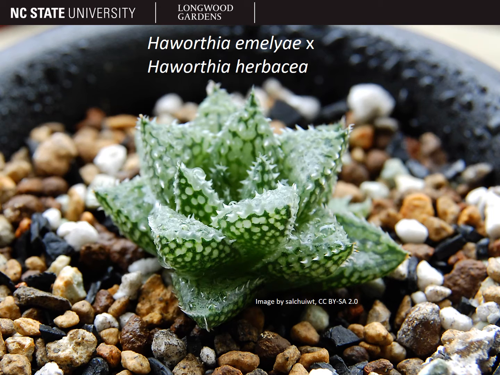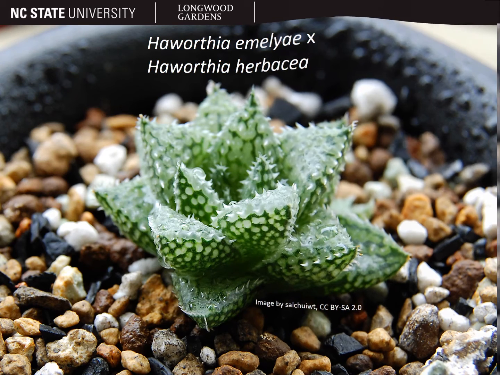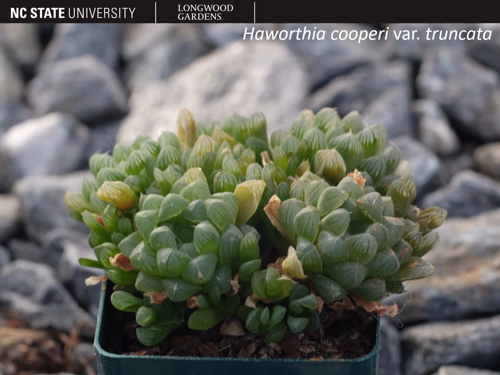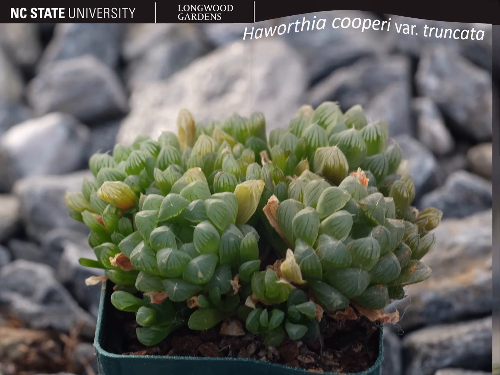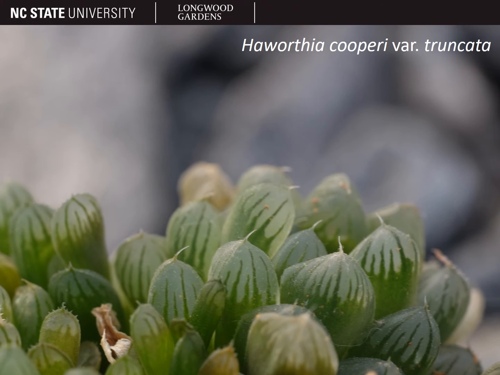Other Haworthia species will form a rosette. And some may form offsets, like Haworthia cooperi. You can see 4 distinct rosettes on this plant, 2 in the front and 2 in the back. Here's a close-up of the leaf apices of Haworthia cooperi.